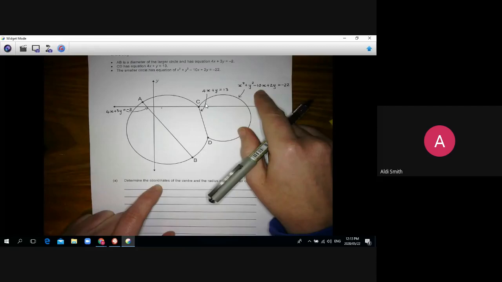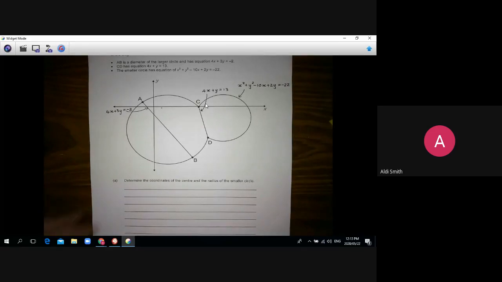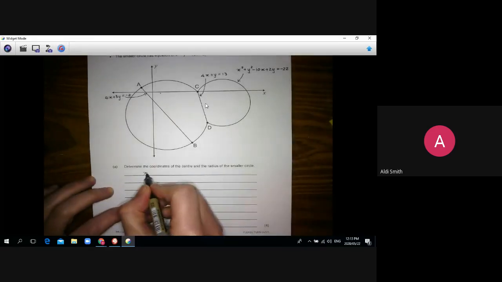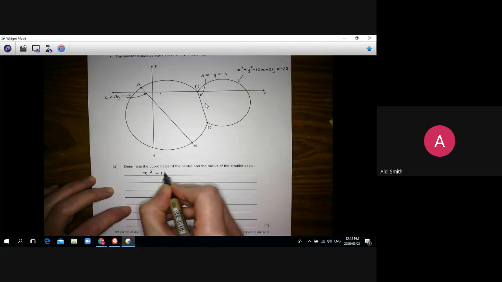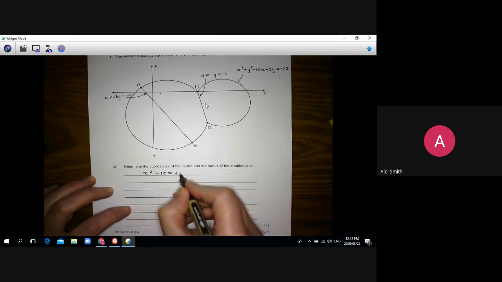Come on, anyone? You need to complete the square. Exactly, you need to complete the square. So we need to complete the square there. So I'm going to say it's x squared minus 10x. And I'll complete the square there by saying half the negative 10. So minus 10 divided by 2 is minus 5. But if I square it, it becomes plus 25.